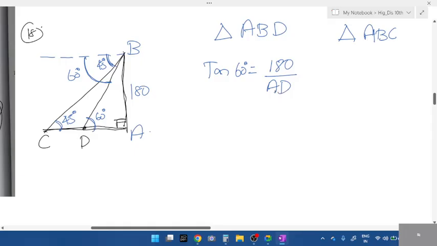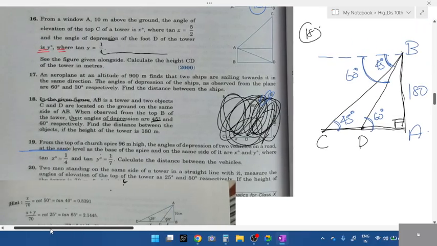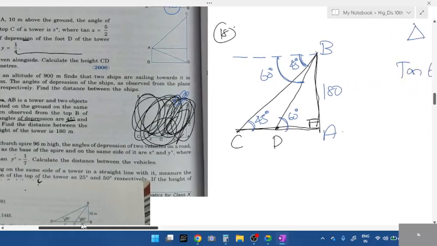We need to find the value of what? AD, right? We need to find the value of AD. Second one, tan 45 is equal to 180 divided by AC. Even in this, you need to find the value of AC, students. What have they asked us to find? Distance between two objects, right?